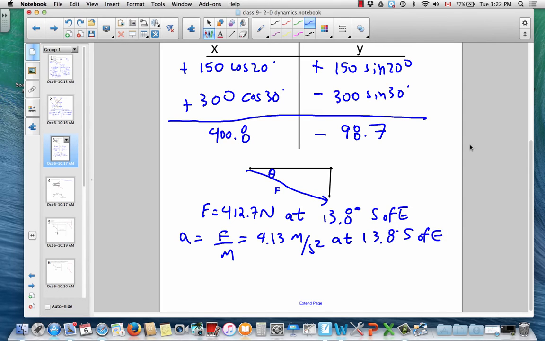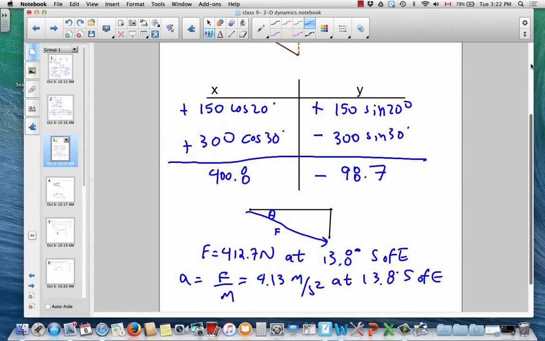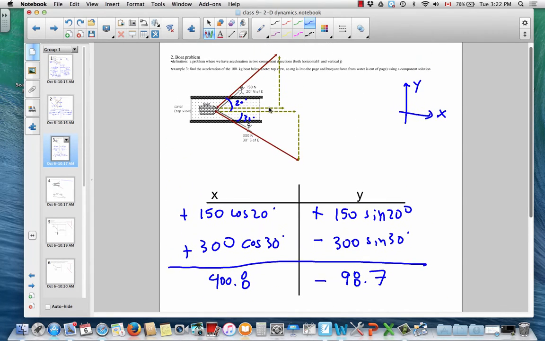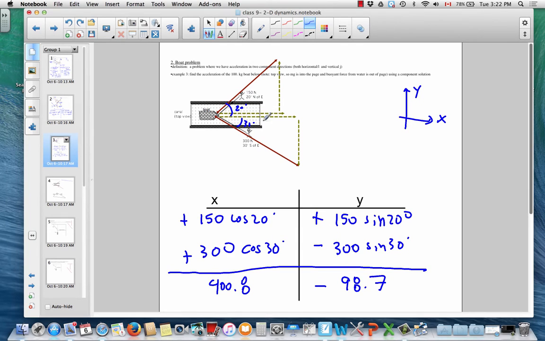So there is an unbalanced force here in both what I called the x and what I called the y direction. So we expect this boat to move not at 20 degrees or at 30 degrees, but at about 13.8 degrees below the horizontal, so it's kind of going to move this way.